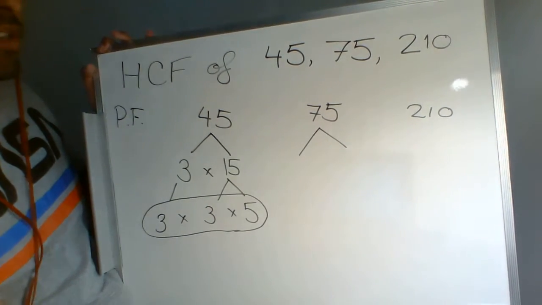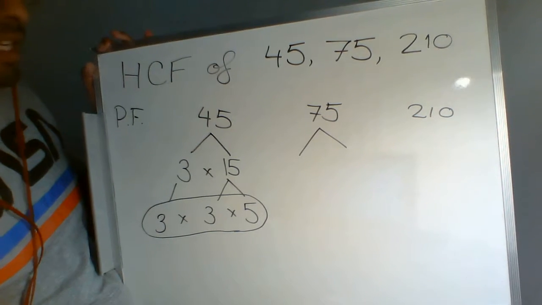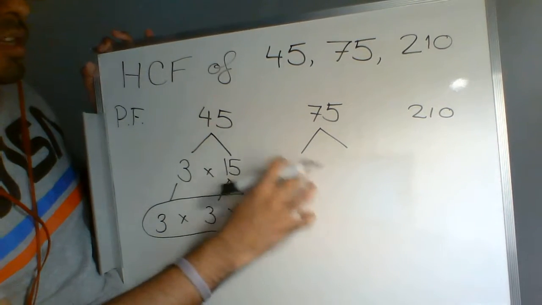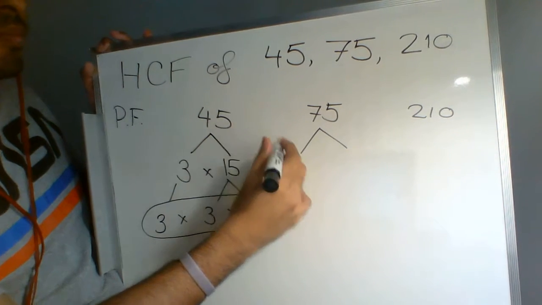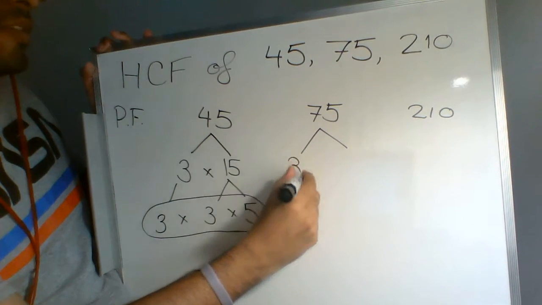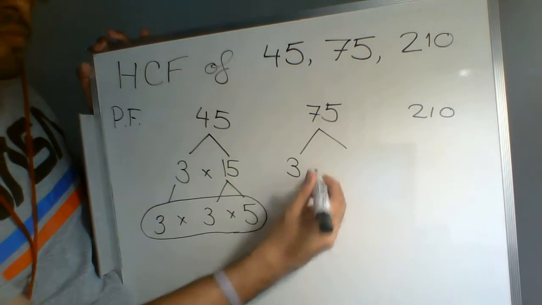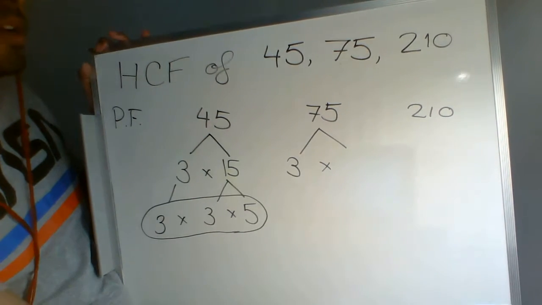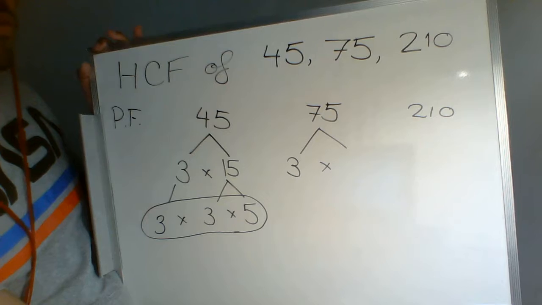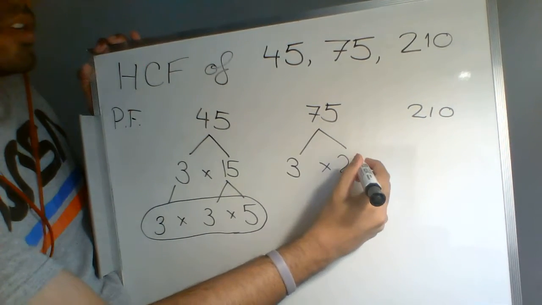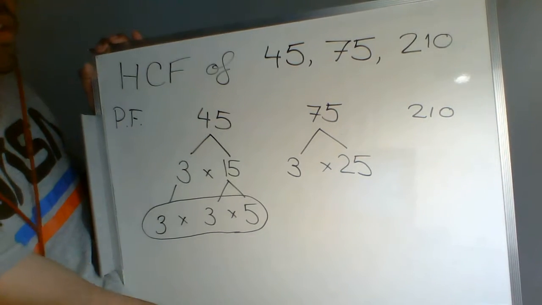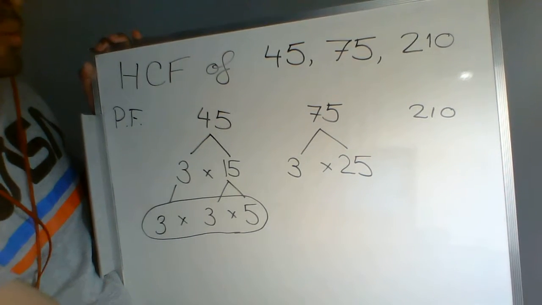Now for 75, it's going to be a similar idea, but once again, it's not an even number, so we can't divide this by 2. But if you check, this can be divided by 3. So we're going to have 3 times some number equals 75. And what you get is that this is actually going to give 3 times 25. It's going to give us 75. So that's what we get there.